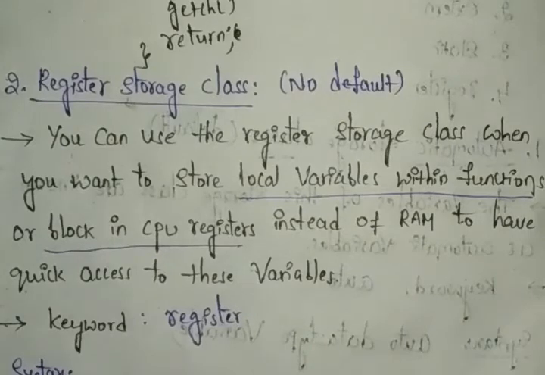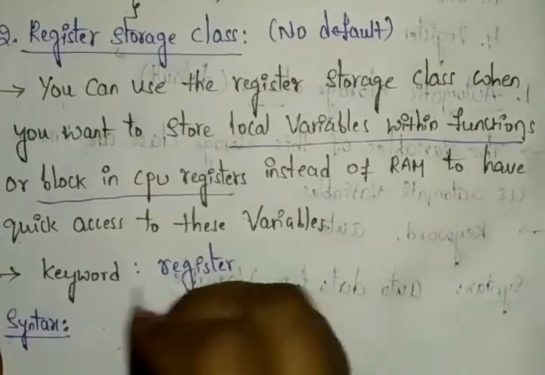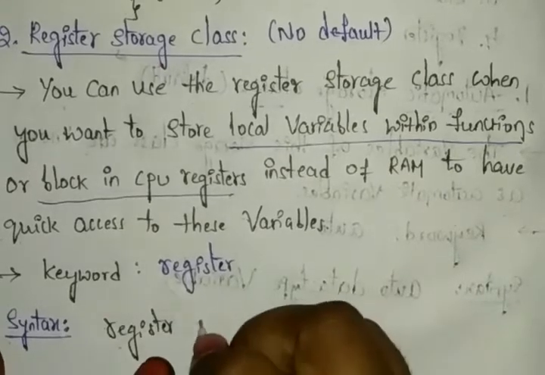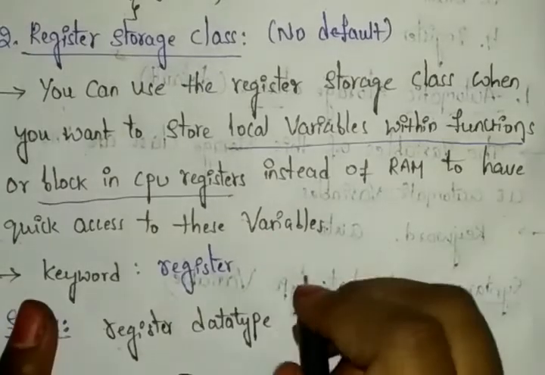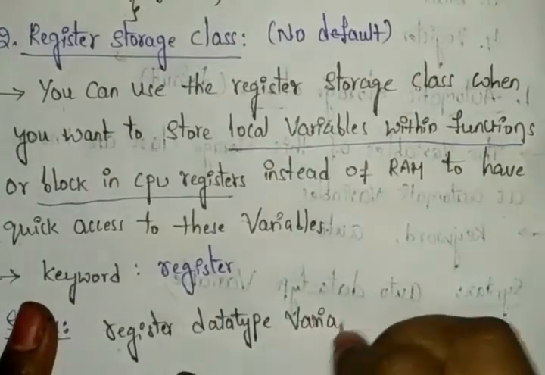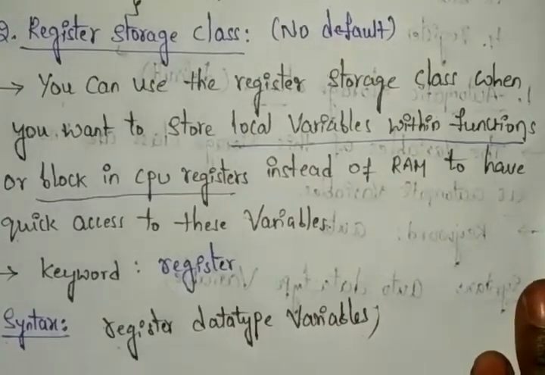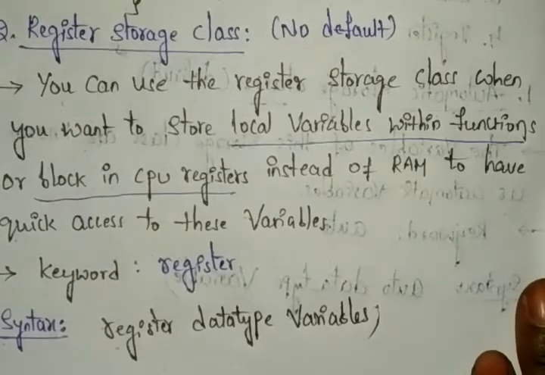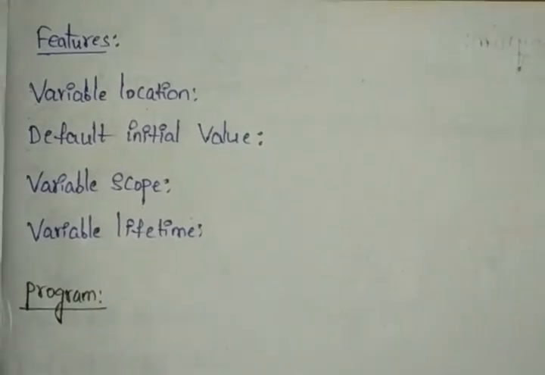Okay, and next we have the syntax to define the register storage class. Normally we write register, then the data type, and next the variables. Whatever variables you have, you can define them this way. Register is the keyword, and with the data type and variables we can define this. And next you can see the features of this, like variable location.